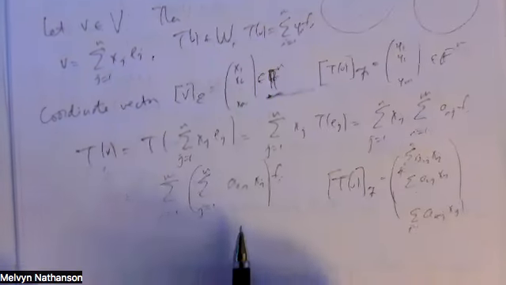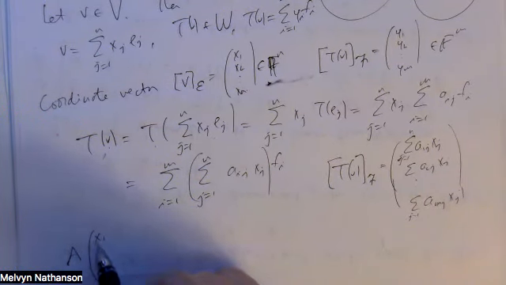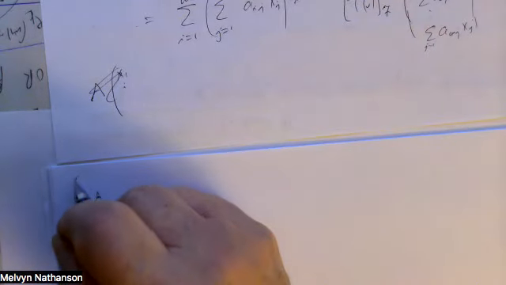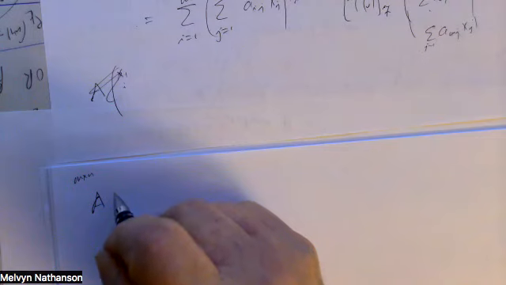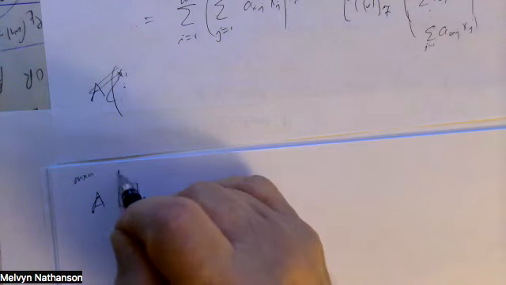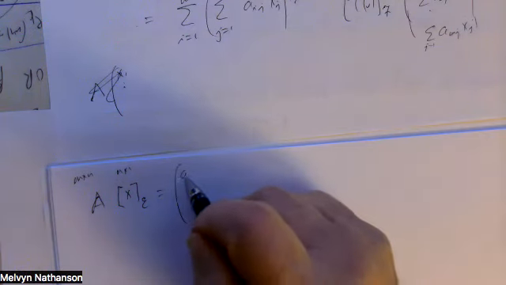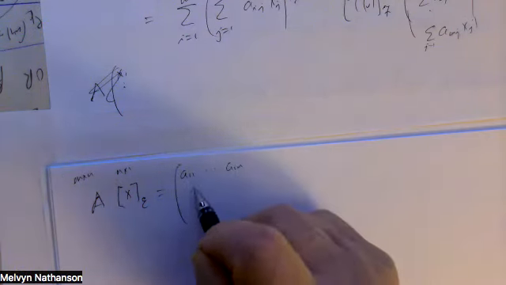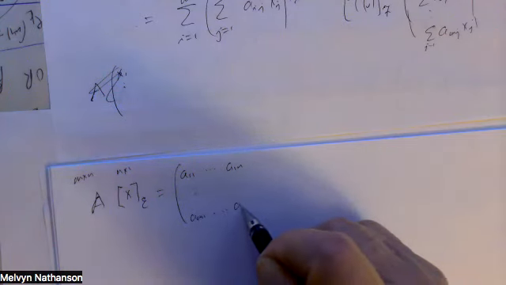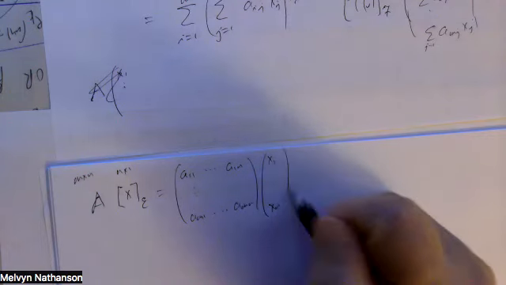Now, if you take the matrix A times the vector x1, well, let me do it like this, more space. I take the matrix A, this is an m by n matrix, times the coordinate vector for v with respect to E, which is an n by 1 matrix. So this product is m by 1. What is this? This is the matrix A, a11 up to a1n, am1 up to amn, applied to the vector x1 down to xn.